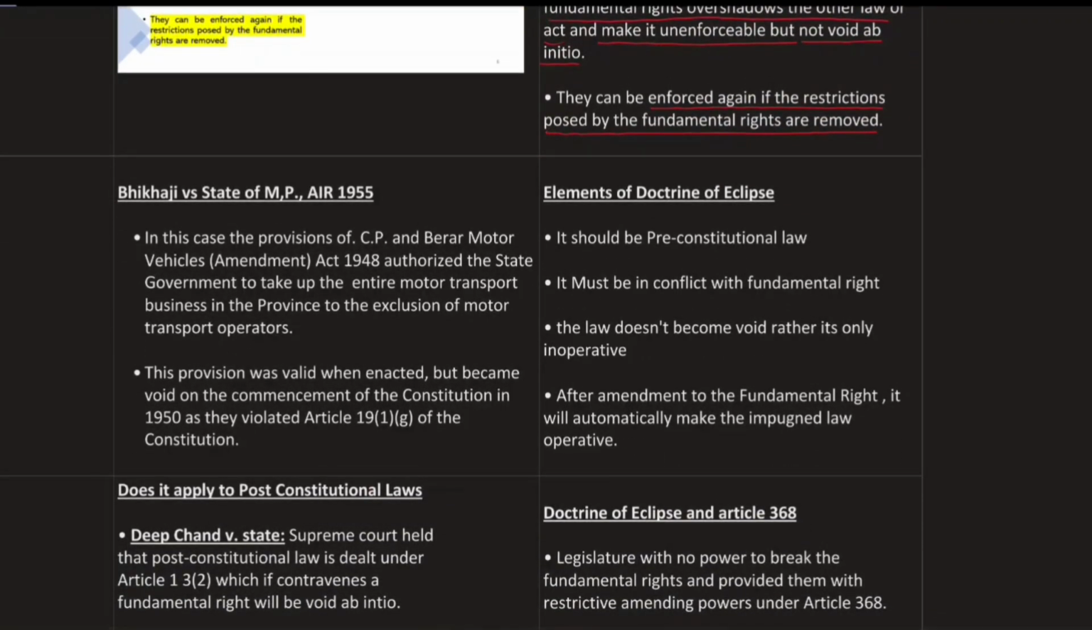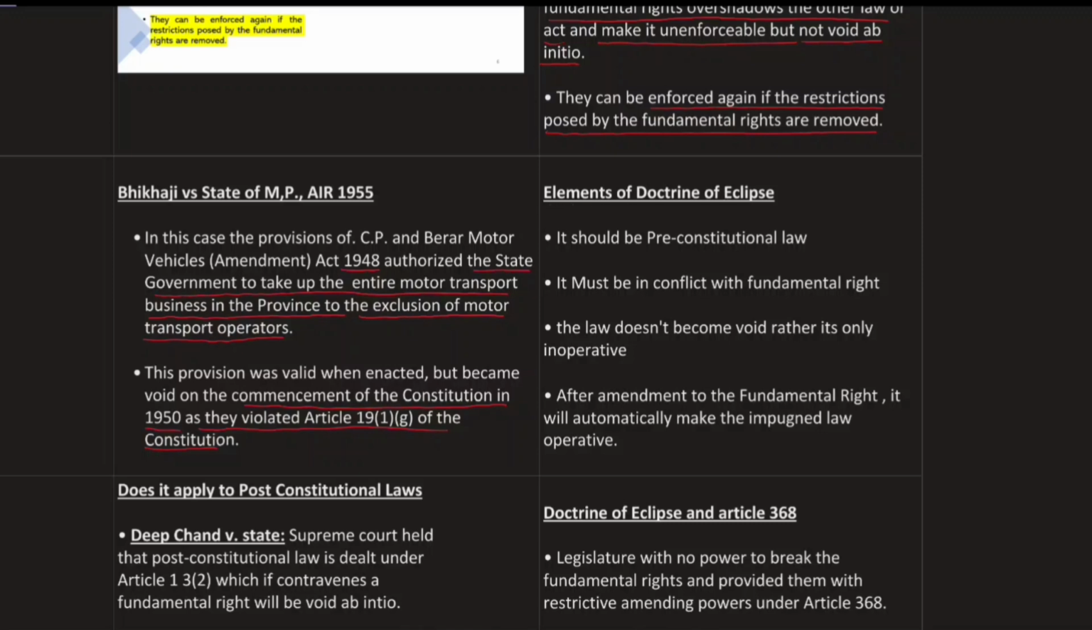Bhikaji versus State of MP, 1955. In this case, provisions of the CP and Berar Motor Vehicles Amendment Act 1948 authorized the state government to take up the entire motor transport business in the province to the exclusion of motor transport operators. This provision was valid when enacted but became void on the commencement of the Constitution in 1950, as they violated Article 19(1)(g) of the Constitution.